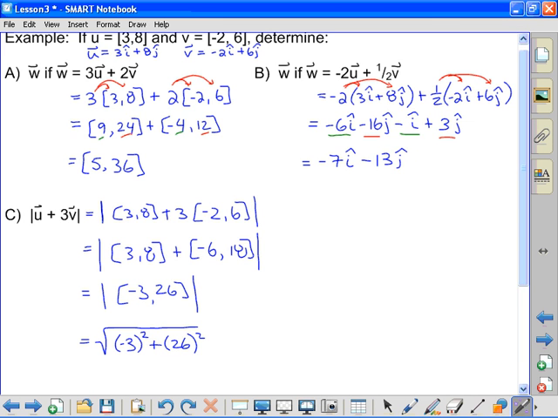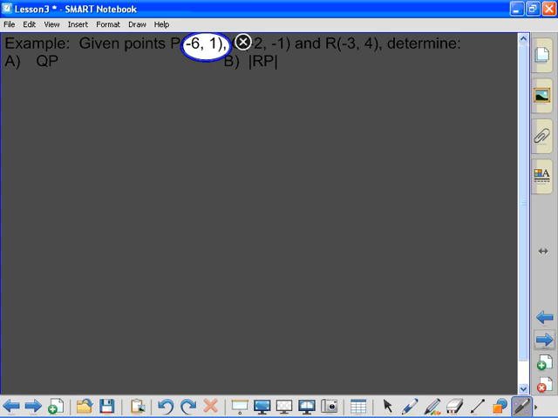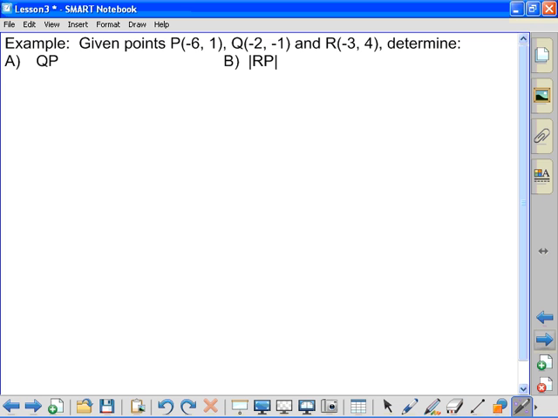All right. Okay, example. Notice that we have round brackets here. Round brackets mean that we're dealing with coordinates. So given the points P, Q, and R, I want you to determine the following. I want to find, and this again should have a vector symbol above, vector QP, and I want to know the magnitude of RP.